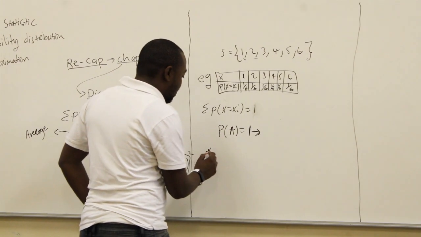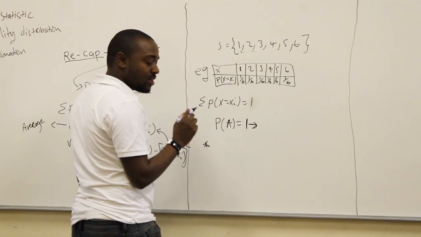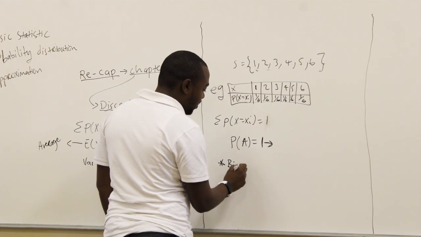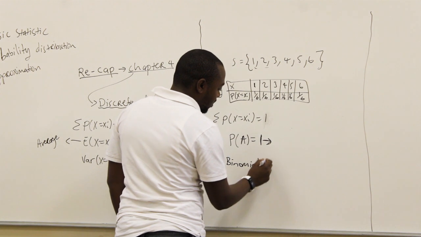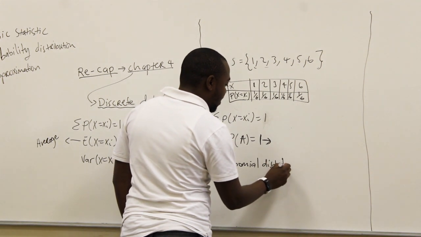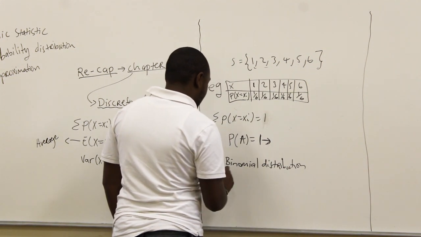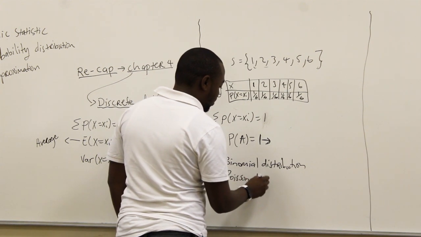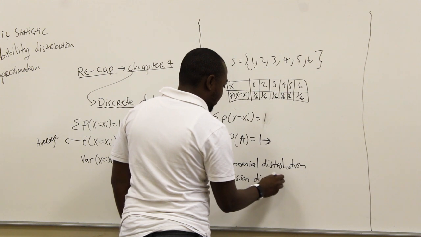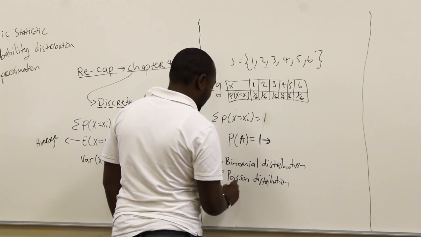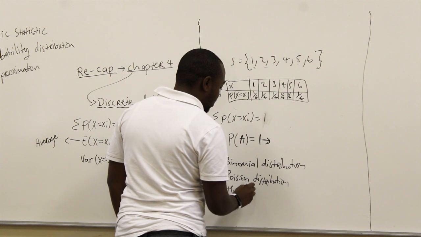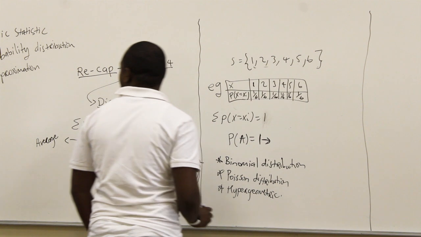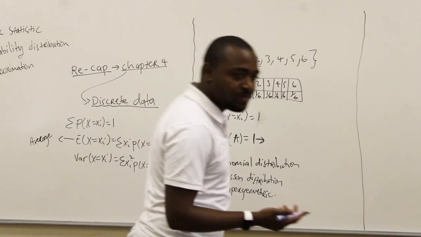Also we've got probability distributions now. You've got the binomial distribution. You also have the Poisson distribution. You also have the hypergeometric, and the geometric.